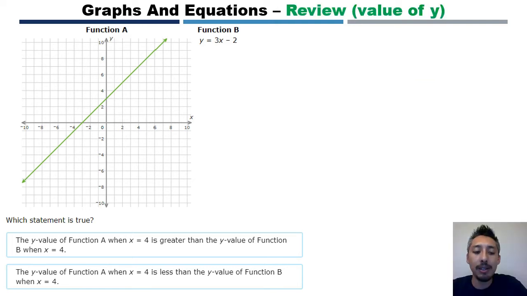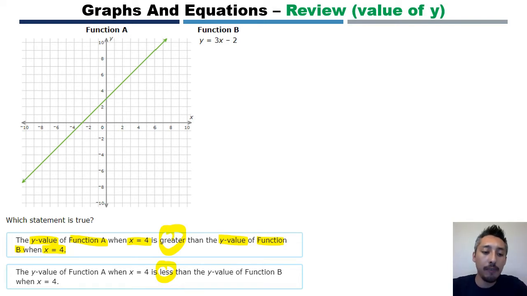That is time. Let's review this problem together. For this question, we're being asked to figure out which of these is true. Again, the difference is that one is saying greater, the other one is saying less. More specifically, the first one is saying that the y value of function a when x is equal to 4 is greater than the y value of function b when x is equal to 4. The second one says less than. So let's figure out which one is correct.